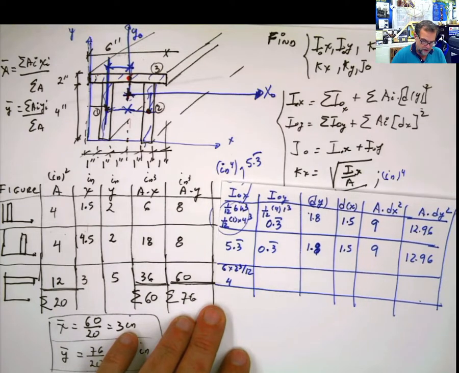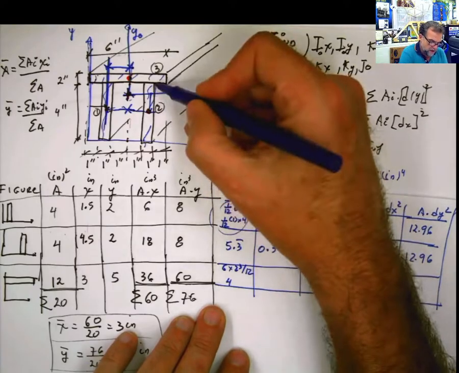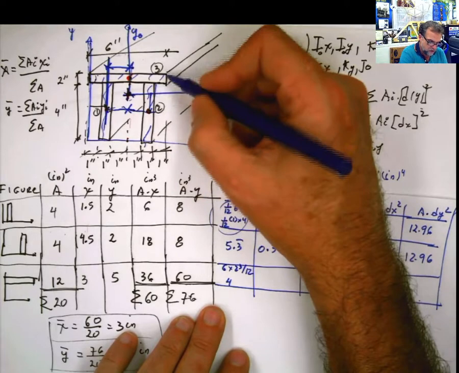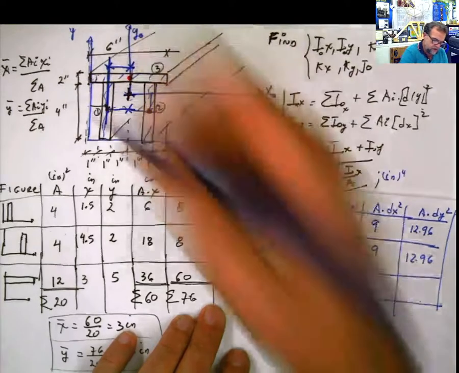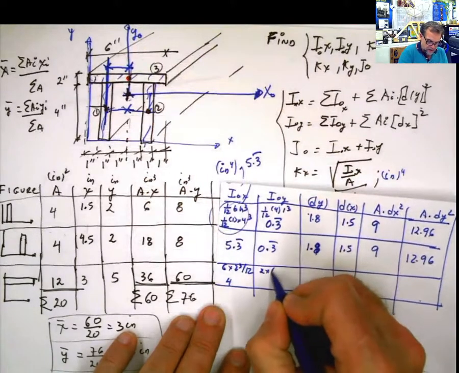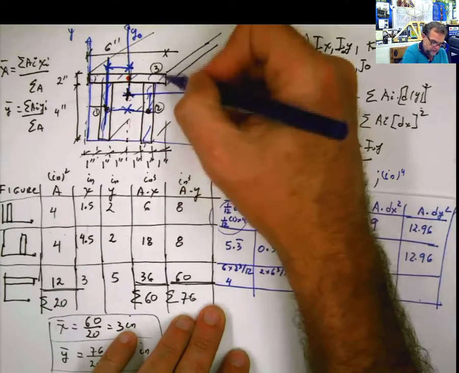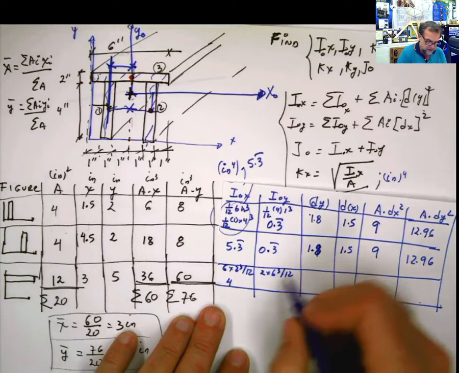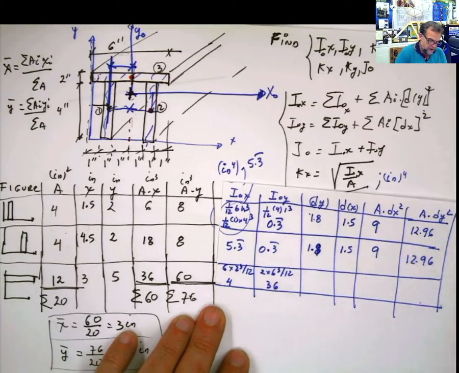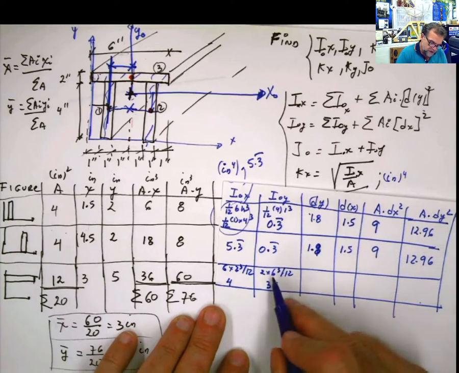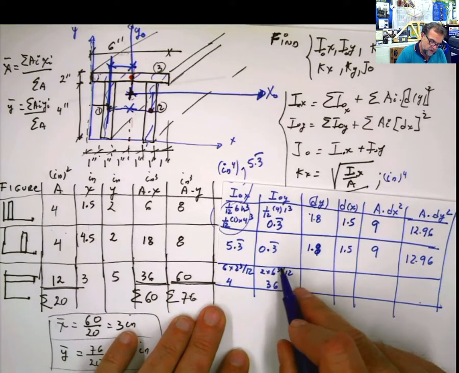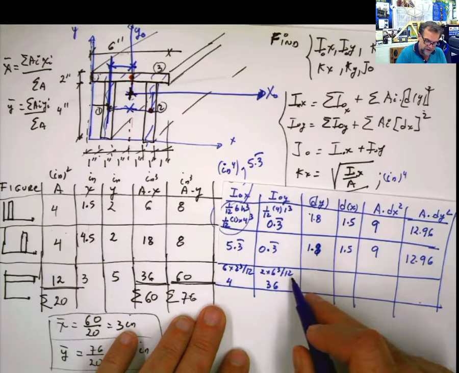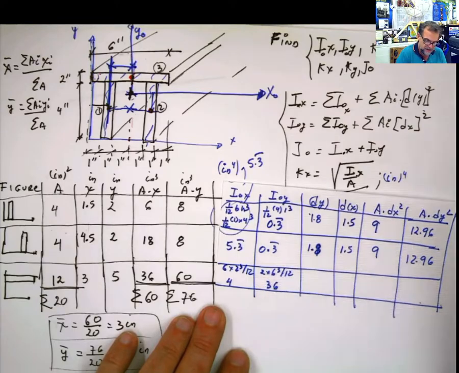For the other one it's going to be 2 times 6 to the third divided by 12, that is, h times b to the third divided by 12, and that gives 36. I don't know why I did that multiplication, because I could say, oh, 6 squared is 36, 36 divided by 12 is 3, 3 times 2 is 6, 6 times 6, 36, there you go.